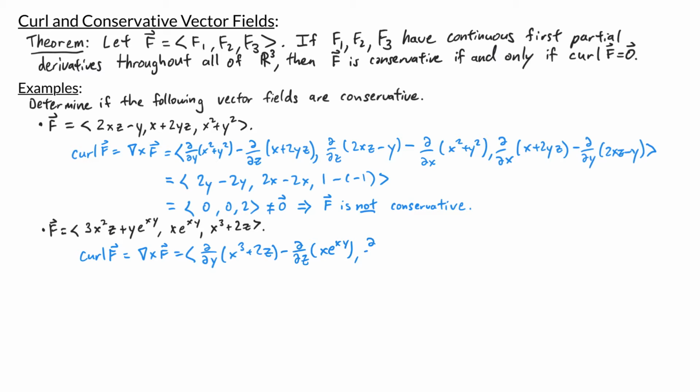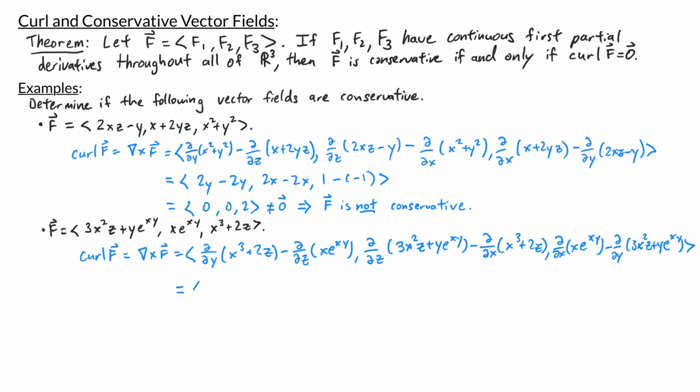The second component is the partial derivative of 3x squared z plus y e to the xy with respect to z minus the partial derivative of x cubed plus 2z with respect to x. And lastly, the third component is the partial derivative of x e to the xy with respect to x minus the partial derivative of 3x squared z plus y e to the xy with respect to y.